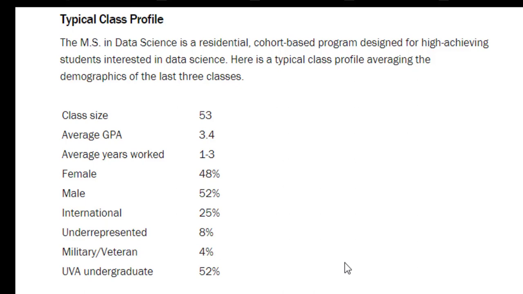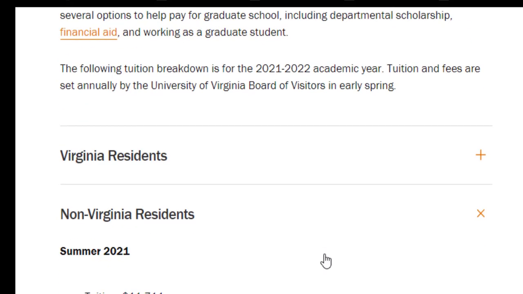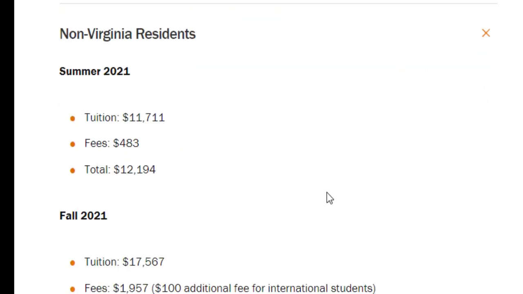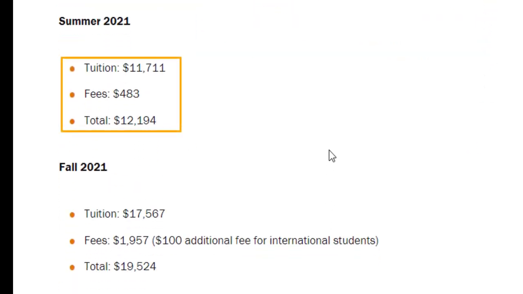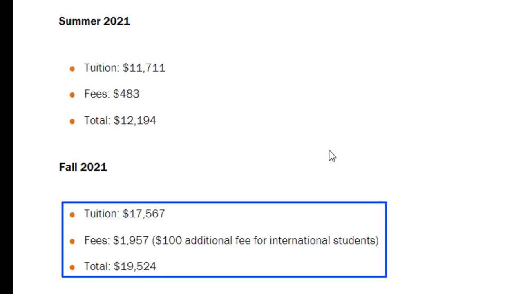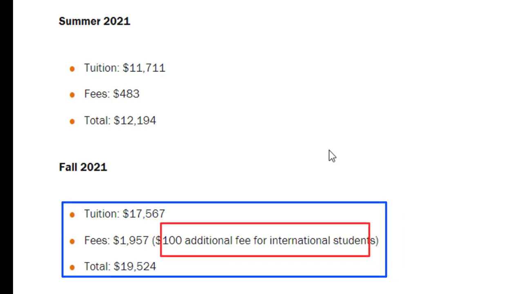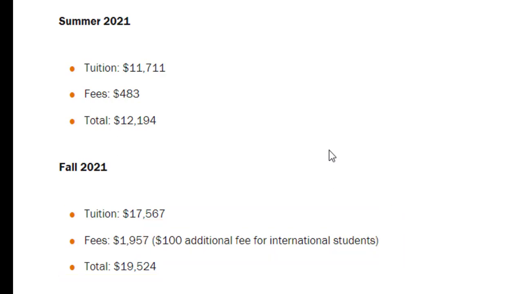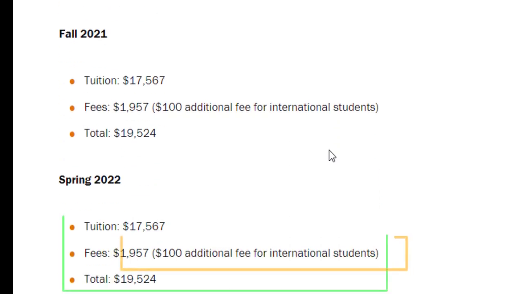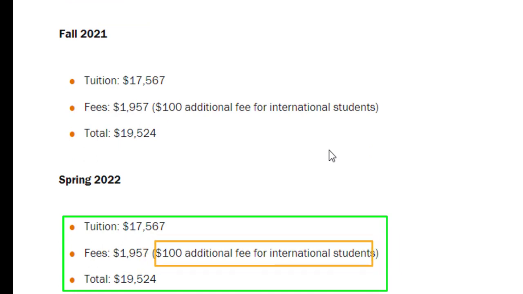occupied by UVA undergraduates. Now, if we talk about the tuition fees, this is segregated into Virginia residents versus non-Virginia residents. So it's not like national or international students. For the summer term, the total fees is $12,194 US dollars. For the fall term, it's $19,524 US dollars. And if you're an international student living outside of Virginia, you will be additionally paying $100. So that is the only difference, $100 in a semester. And spring is also the same, 19,524 and an additional $100 for the international student.